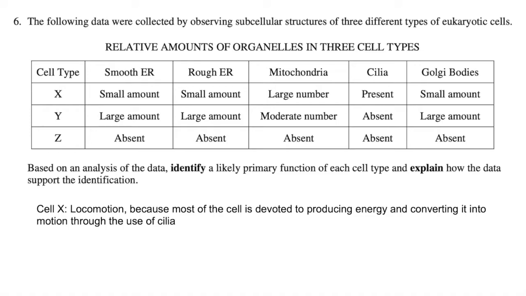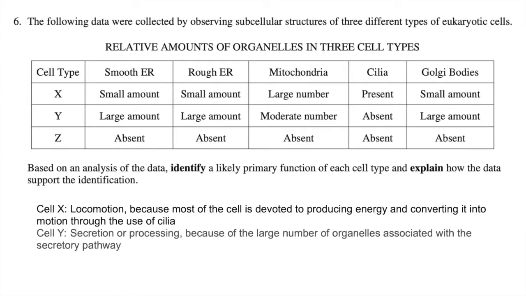Next, let's look at cell type Y. So it has a large number of smooth ER, a large number of rough ER, moderate mitochondria, cilia are absent, and a large amount of Golgi bodies. So most of these organelles that are involved with the secretory pathway are present in large amounts. So it's likely that cell Y is involved in secretion or processing because of the large number of organelles associated with the secretory pathway that are present.